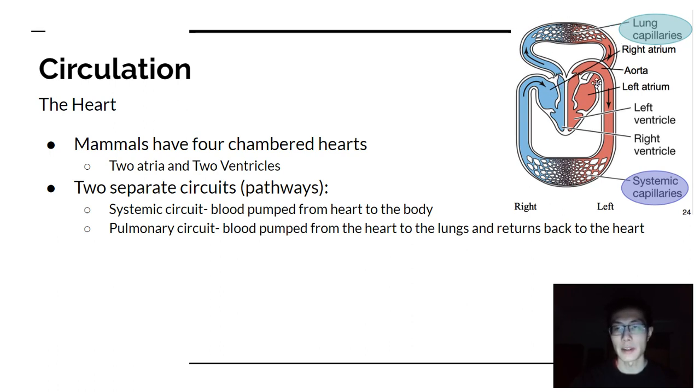So the pulmonary circuit is up here, right? Blood from heart to lungs, back to heart. And then down here is the systemic circuit, which is blood to the rest of the body and then back to the heart. So there you go.